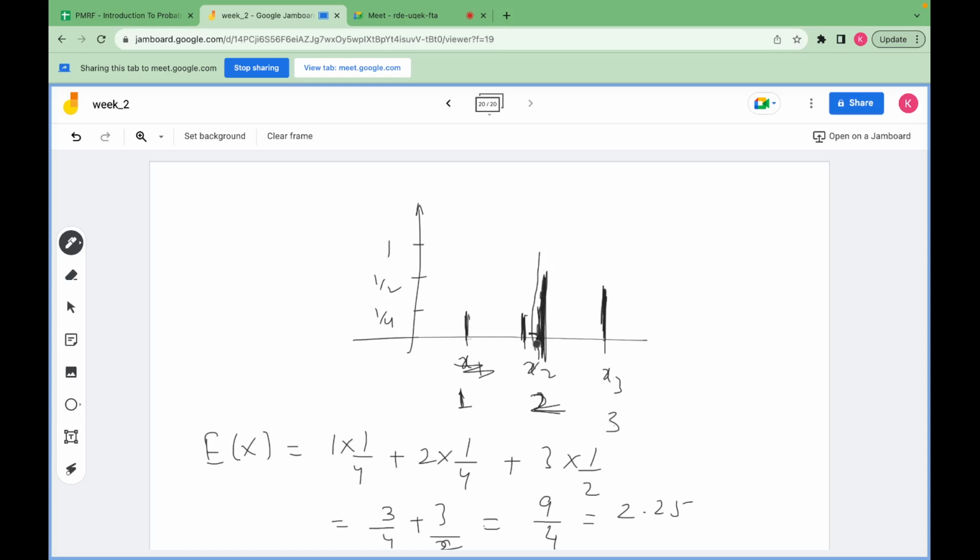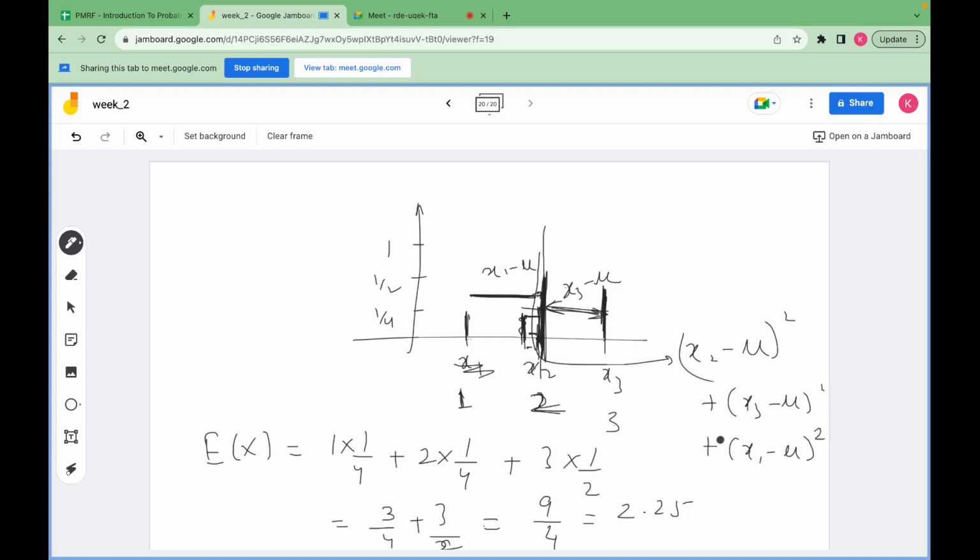2.25 is the mean value, and our variance will be the deviation of these points from this mean value. So this is one deviation, this is another deviation, this is another deviation. There are 3 possible deviations. So this is x3 minus mu, this is x1 minus mu, and here it is x2 minus mu. By squaring and adding them, and then multiplying them with the probability of their occurrence, we will get the variance. That tells what the possibility is that our outcome will deviate from the mean value. So this indicates the variance.